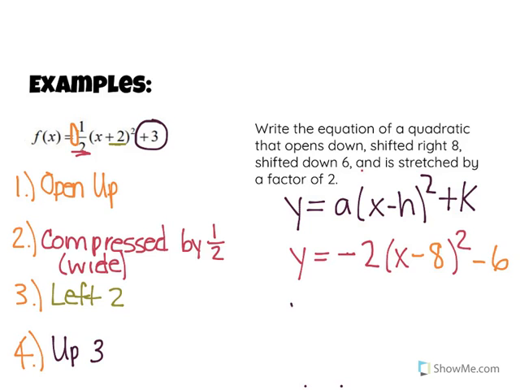And then we can even go a step further and say that the vertex of this quadratic is going to be at positive 8, comma negative 6. Remember that we're flipping the sign when we pull that 8 out.